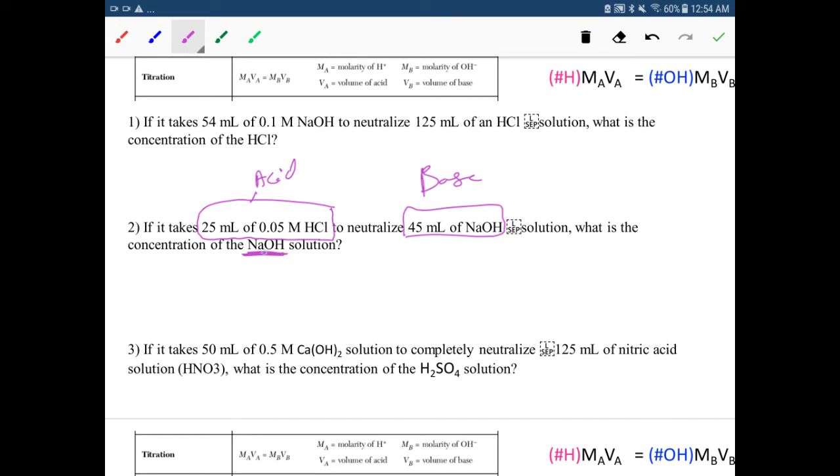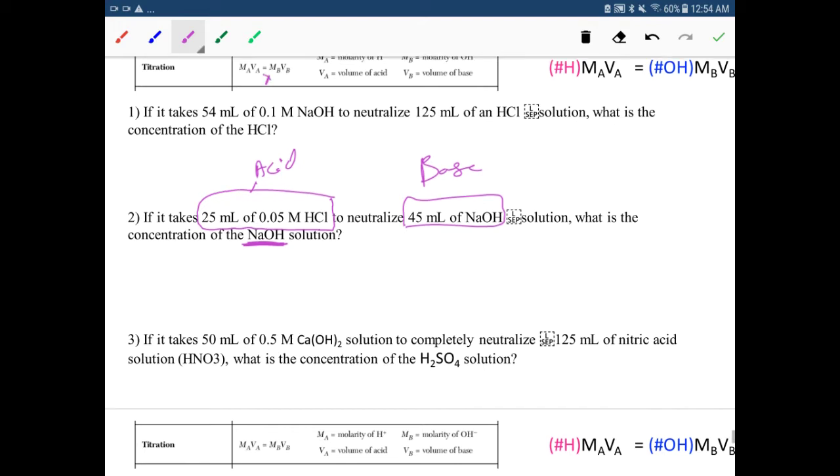And then the question is asking what is the concentration of NaOH. So this is the unknown. Concentration of NaOH, concentration of the base. Concentration of the base is molarity of the base, which is MB. So the question is asking us to find MB.